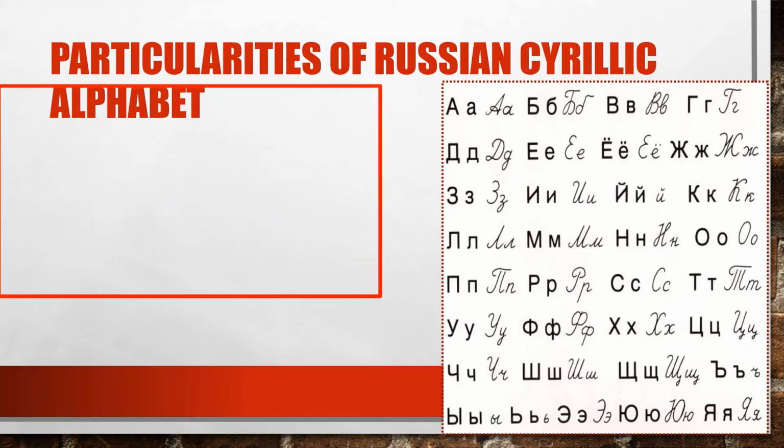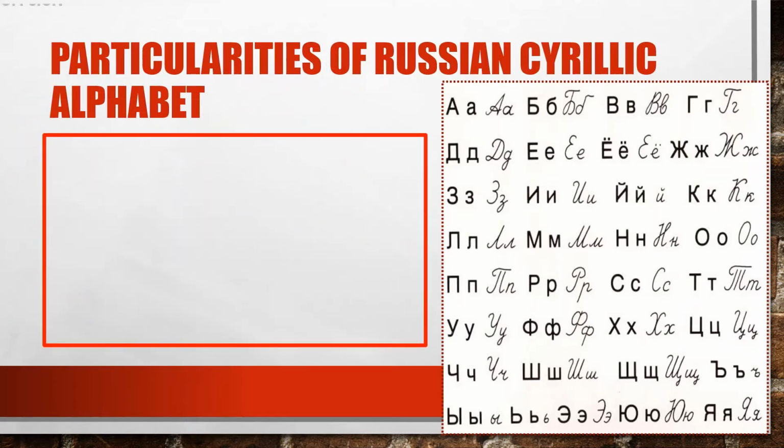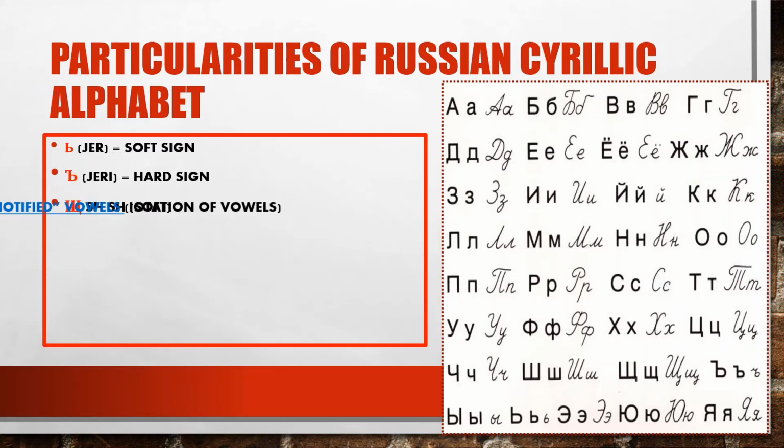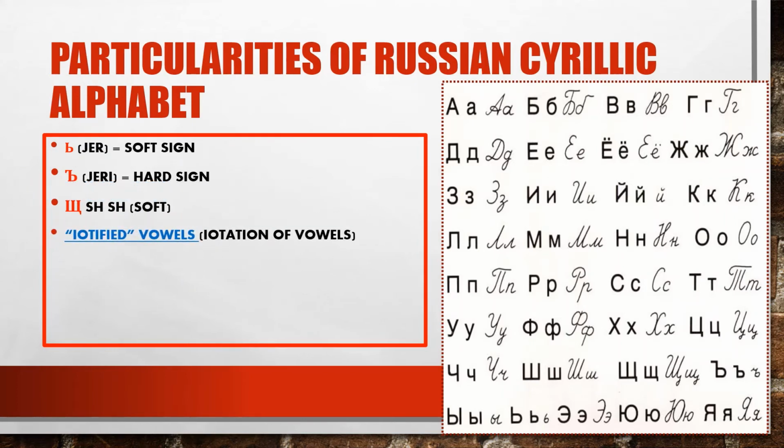One of the particularities of the Russian Cyrillic alphabet is a soft sign, which looks like this. Then we have a hard sign, the letter sh, which is a soft sh, and iotified vowels, which means that the Russian alphabet has 10 vowels.